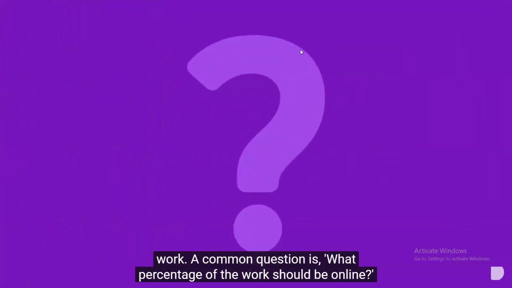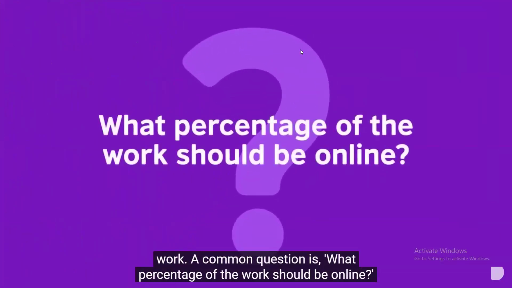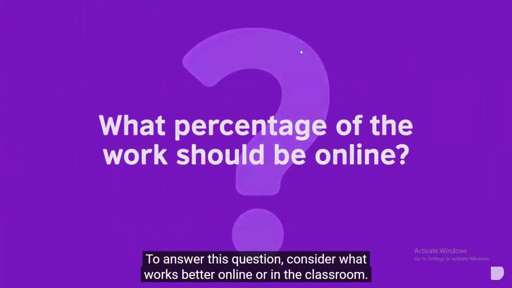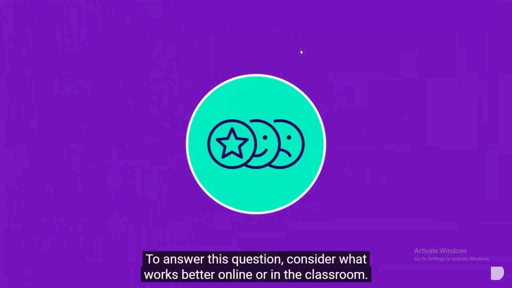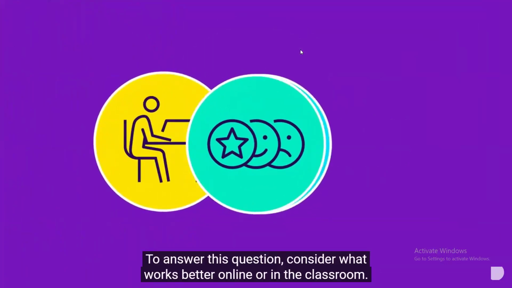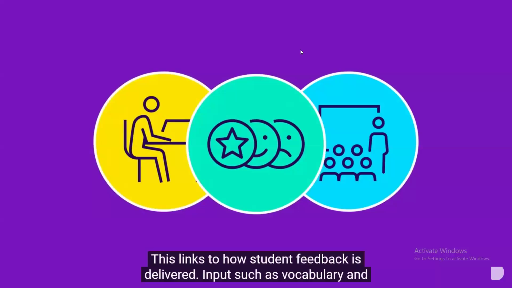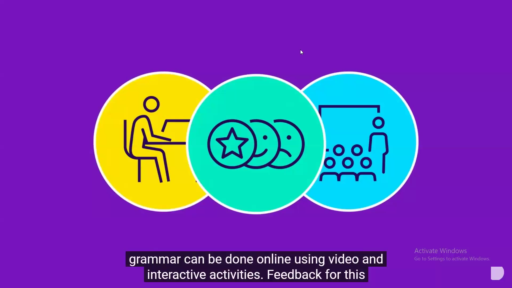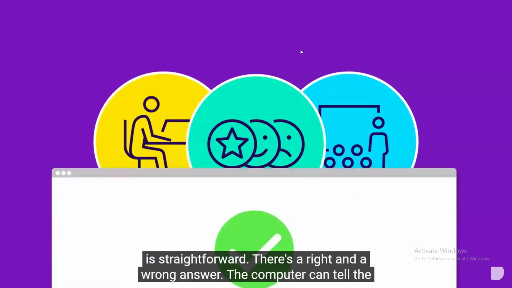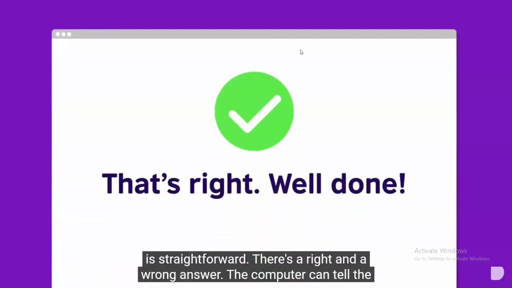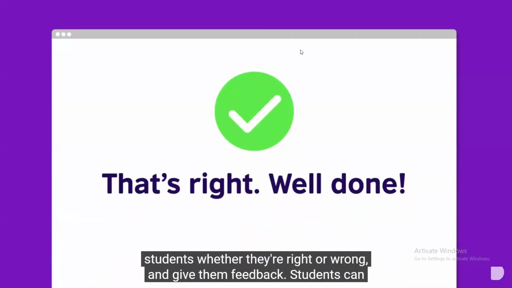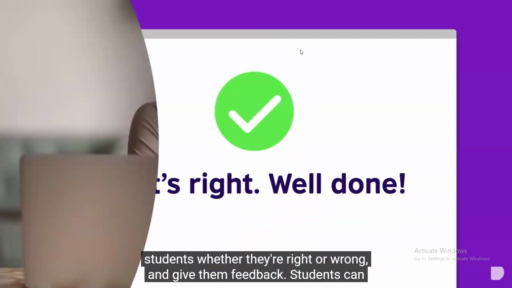A common question is, what percentage of the work should be online? To answer this question, consider what works better online or in the classroom. This links to how student feedback is delivered. Input such as vocabulary and grammar can be done online using video and interactive activities. Feedback for this is straightforward. There's a right and a wrong answer. The computer can tell the students whether they're right or wrong and give them feedback.